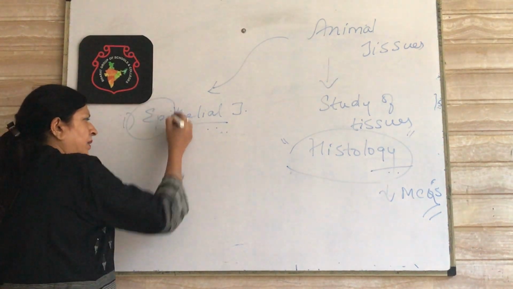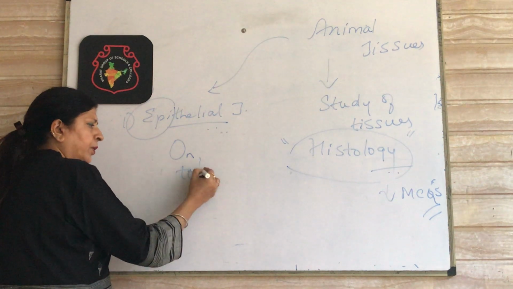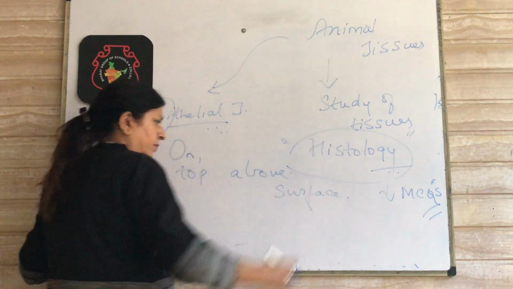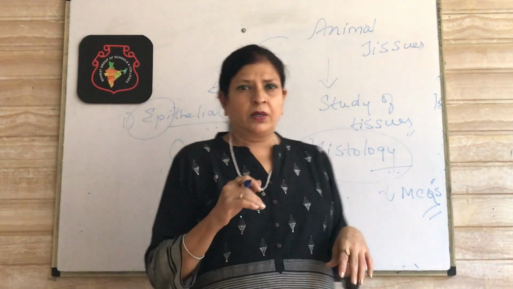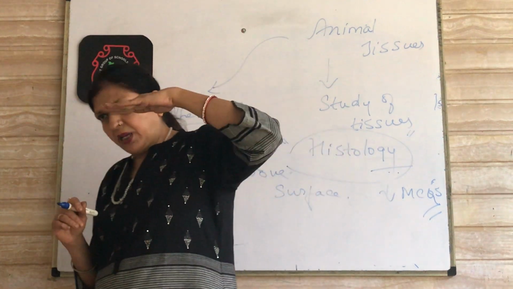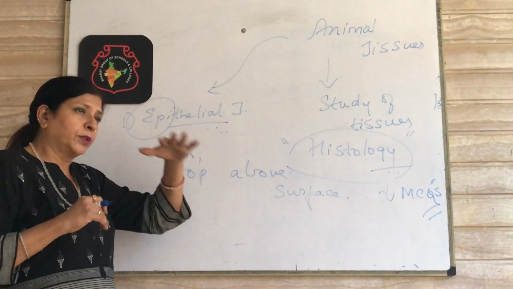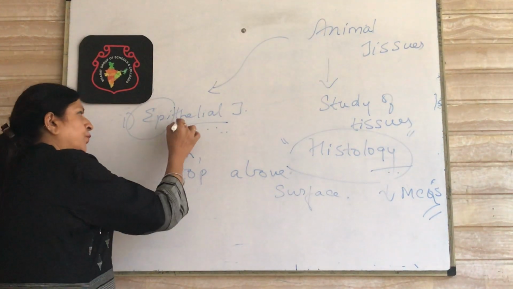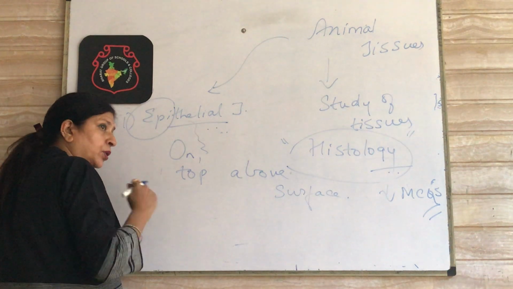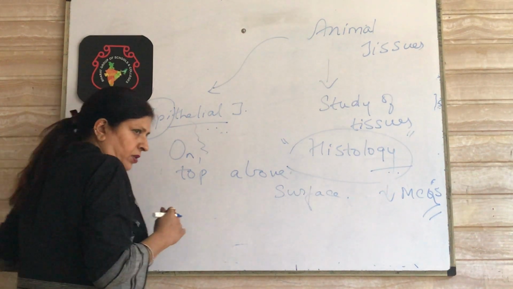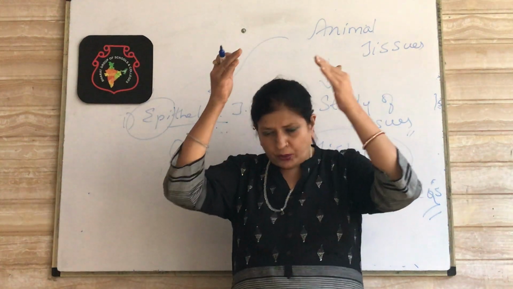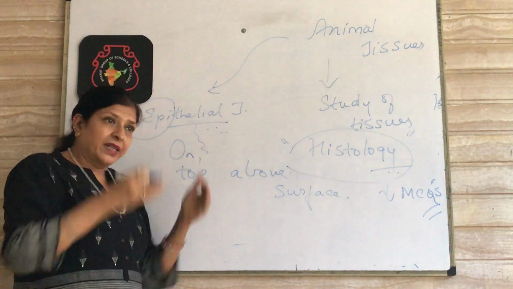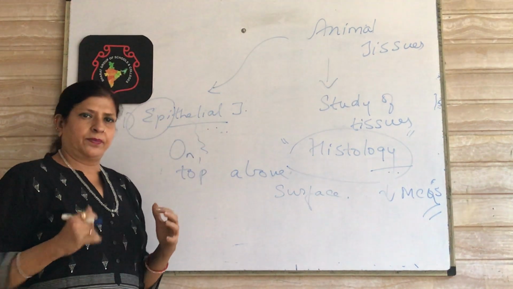Epi means on, top, above. So many terms I am giving you, synonyms. Surface. Epi means top, on, up, above, surface, whatever you say. Thelial is tissue. So you find these tissues on top of any organs or your total body viscera. Viscera is your total body organs, all fitted inside.